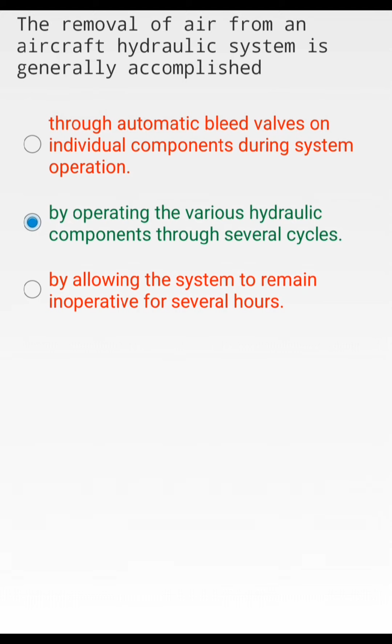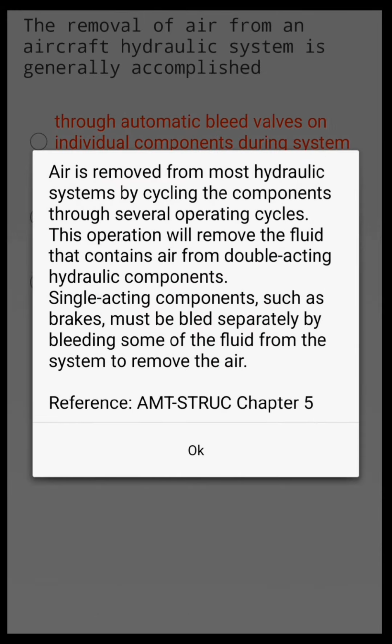The removal of air from an aircraft hydraulic system is generally accomplished by operating the various hydraulic components through several cycles. Air is removed from most hydraulic systems by cycling the components through several operating cycles. This operation will remove the fluid that contains air from double-acting hydraulic components. Single-acting components, such as brakes, must be bled separately, by bleeding some of the fluid from the system to remove the air.